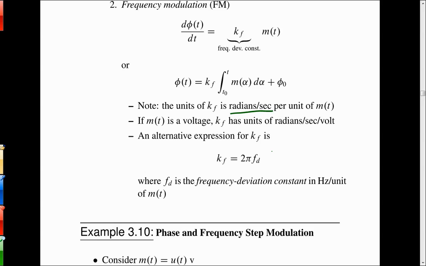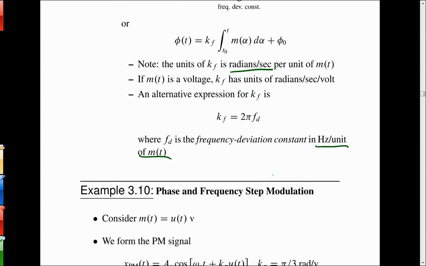It's very common in our book here to use, instead of kf, fd as the deviation constant in hertz per unit of m of t, and then just multiply it by 2 pi. And this is what I was talking to you about last time when I was saying this is describing actually a VCO.